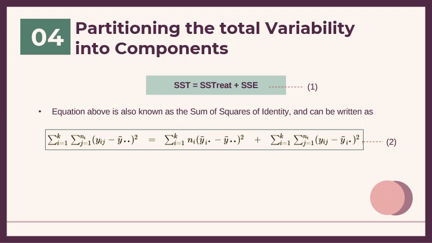And it can be written as the summation over i equals 1 to k, summation over j equals 1 to n_i, of (y_ij minus y bar double dot) squared, which equals the summation of n_i times (y bar i dot minus y bar double dot) squared, plus the summation of (y_ij minus y bar i dot) squared.